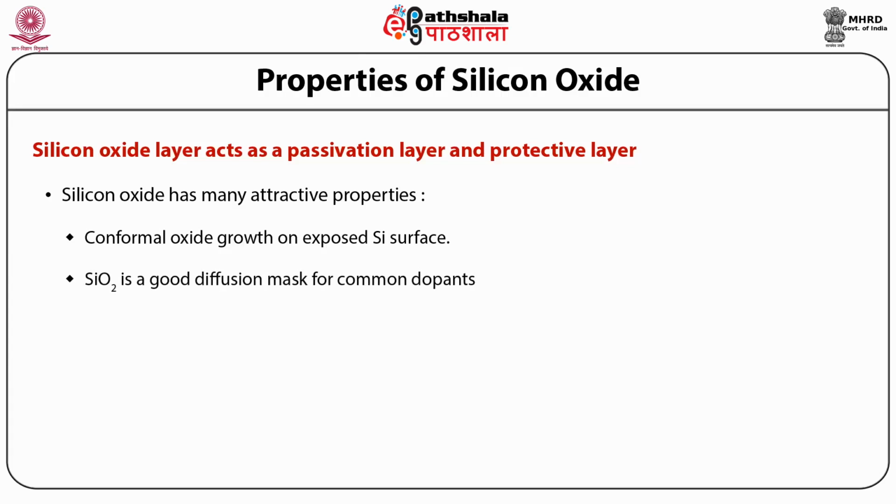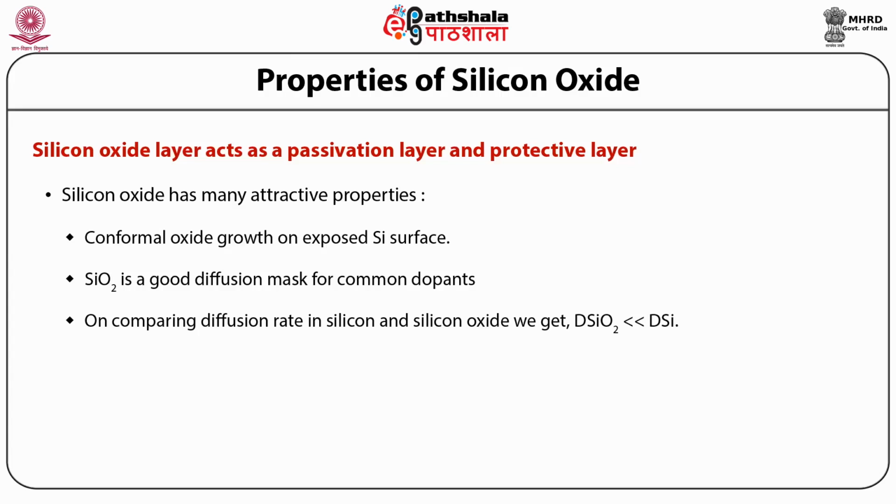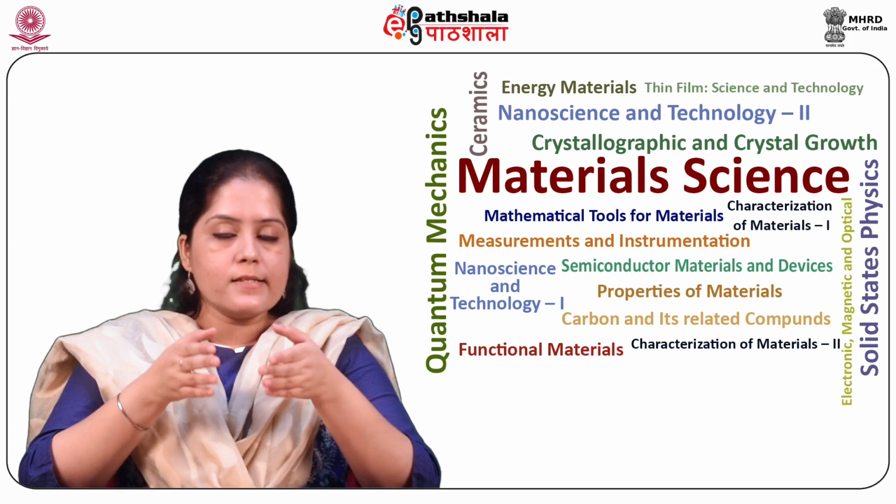Next, SiO2 is a good diffusion mask for common dopants. If you compare the diffusion rate in silicon and silicon oxide, the diffusion rate in silicon oxide is very much less than the diffusion rate in silicon. It has a very good etching selectivity between silicon and silicon oxide. This table lists some important properties of silicon oxide.